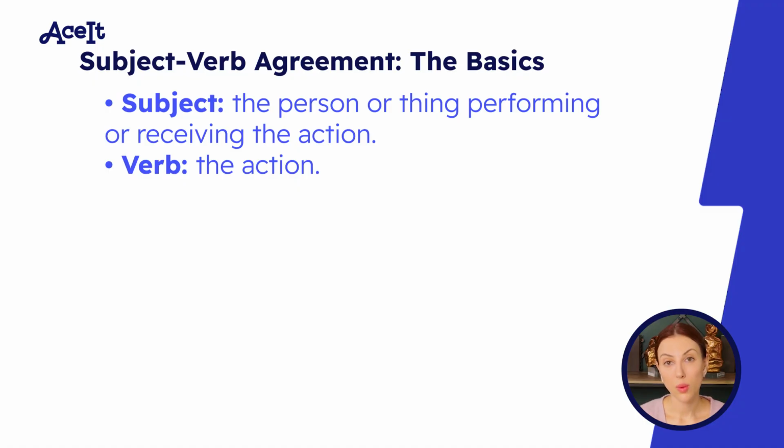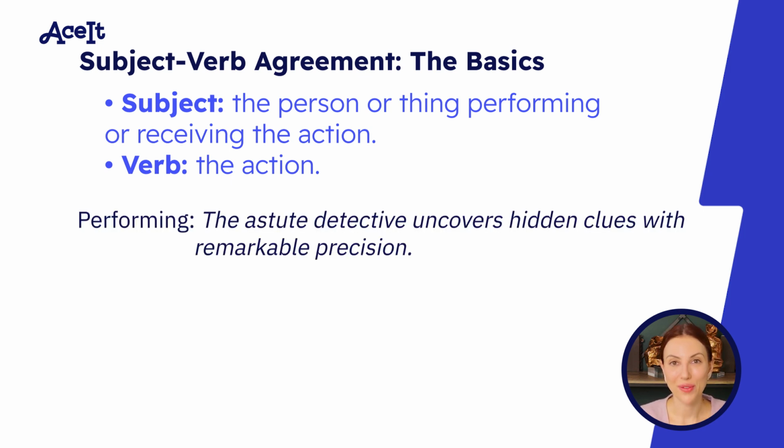Okay, let's get started. The subject is the person or thing performing or receiving the action. And the action, that's your verb. If you have a singular subject, you need a singular verb. If you have a plural subject, you need a plural verb. In our first sentence, the astute detective uncovers the hidden clues with remarkable precision. We have a singular subject, the detective, performing the action, uncovers. Uncovers, the verb, is also singular.